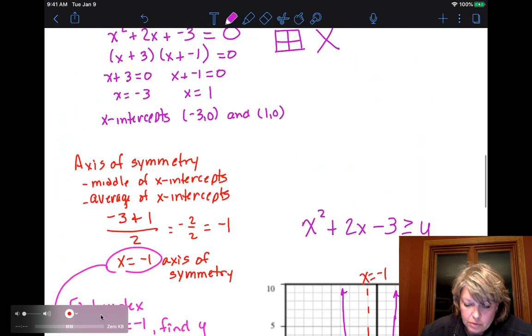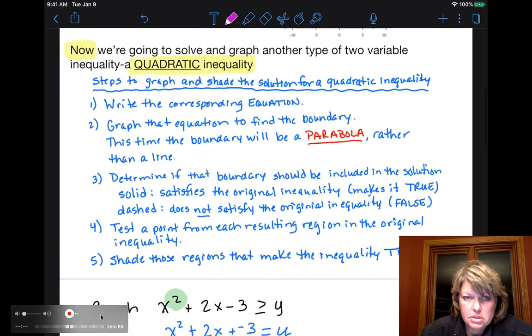Now again, if we go back to the directions, same directions as before, technically all we've done so far is graph that equation. We're only on step 2. So we graphed the equation. Now we have to determine, is it solid or is it dashed? Is it part of the solution or is it not?